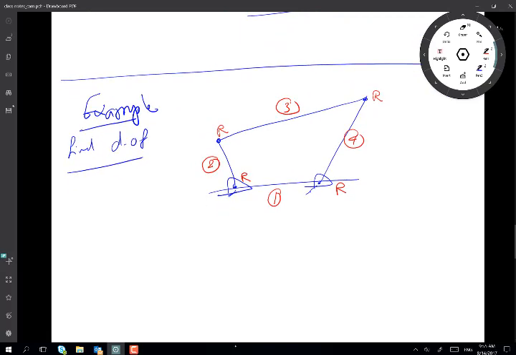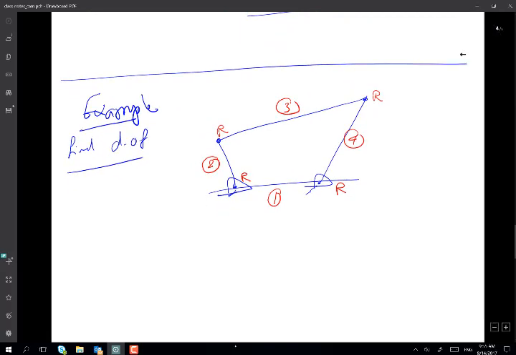Now let's calculate F, degrees of freedom F. I'm going to use a different color here. So say I have N equal to 4 links. My revolute joints are equal to 4 revolute joints, correct? So now F is equal to, let's apply the equation, which says 3N minus 2R. I can say 3 times 4 minus 2 times 4, which gives me 8. So that's 12 minus 8, which gives me 4.